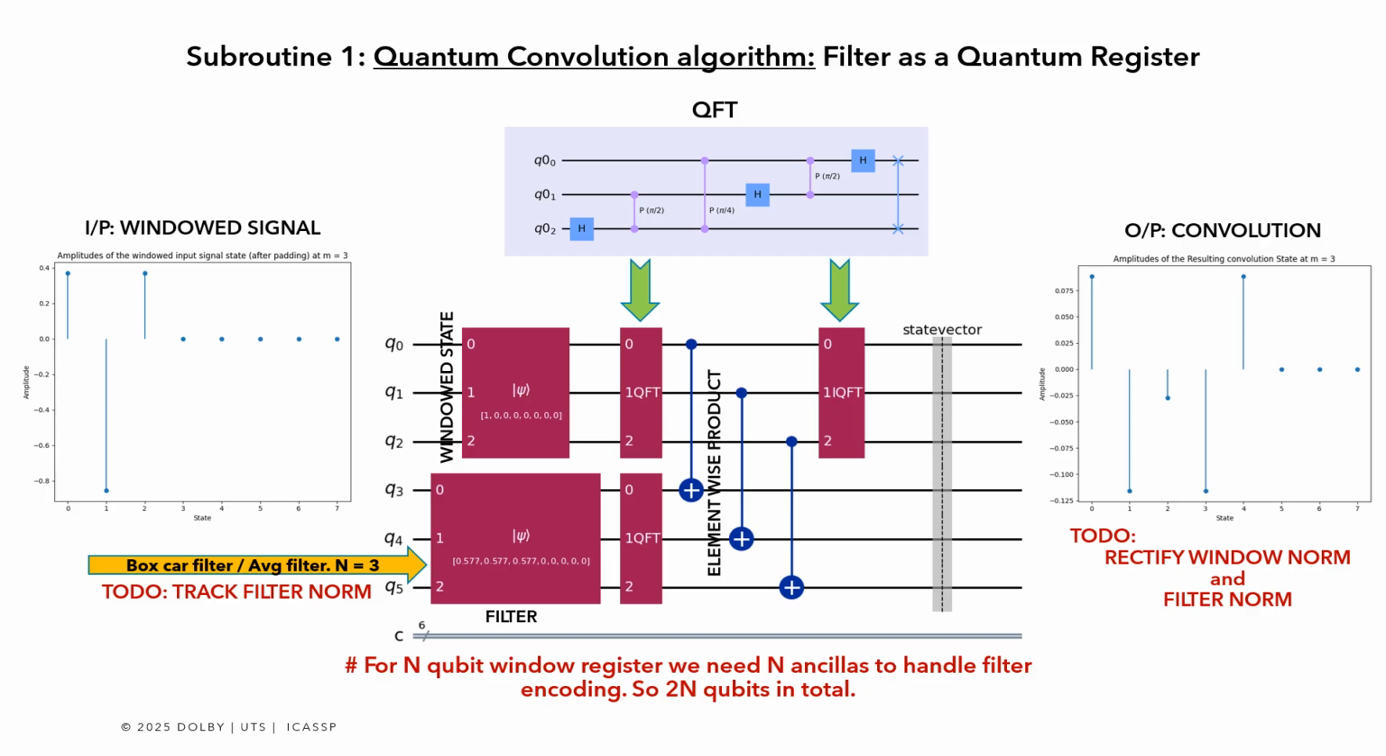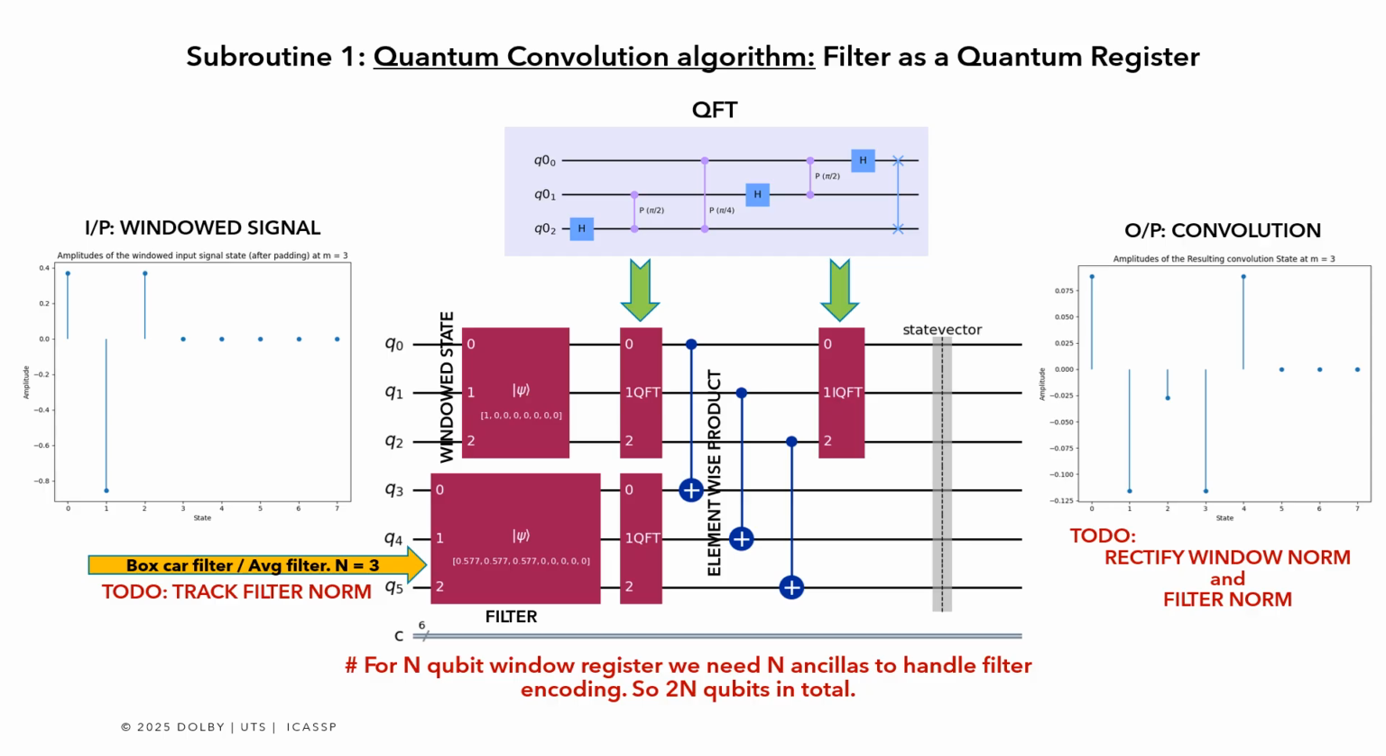Once that's done, to perform a quantum convolution, we just have to perform an element-wise product in the frequency domain, which is done in the manner shown here. These in the middle are called controlled NOT gates, and once that's done, we perform the inverse quantum Fourier transform to get the convolved windowed output at the end.